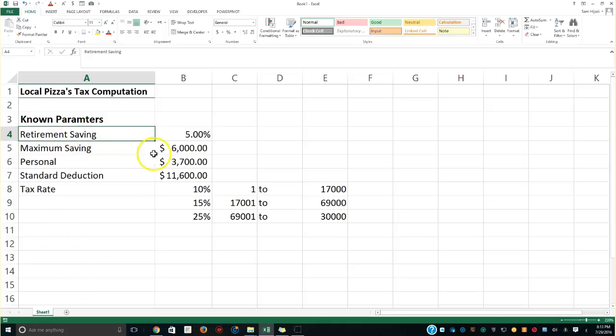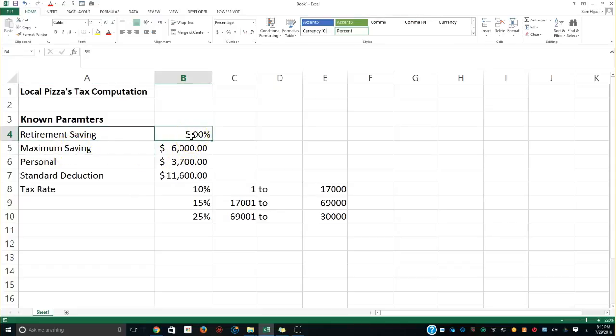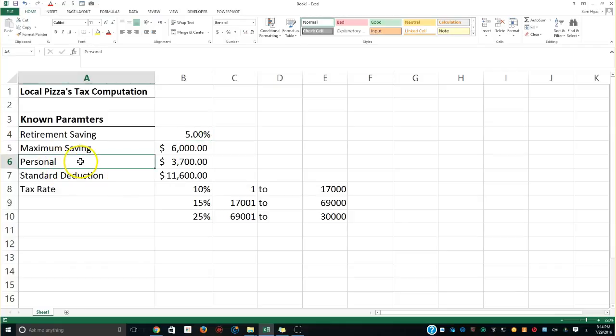They have a retirement saving plan that they want to fund at 5% of their income. But if 5% of their income exceeds $6,000, then they're going to default to $6,000. So even if they make like $1 million, which would be a much greater value than 6,000, they're going to default to 6,000.